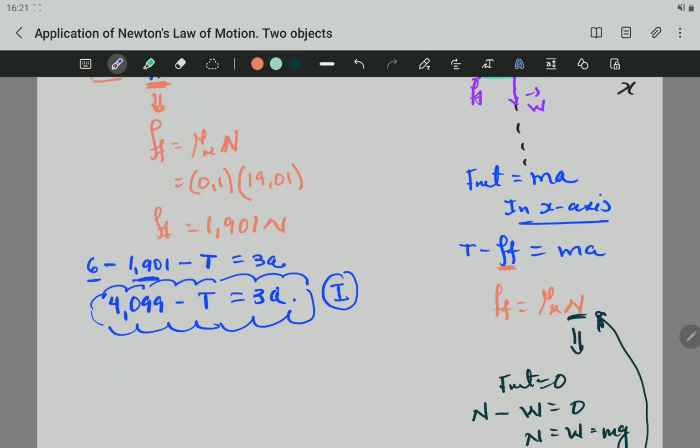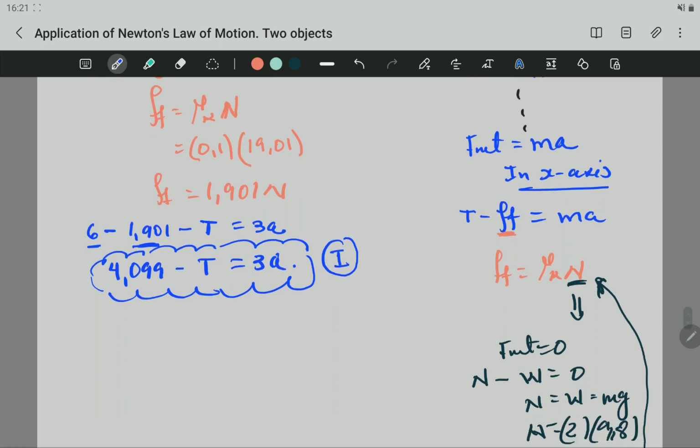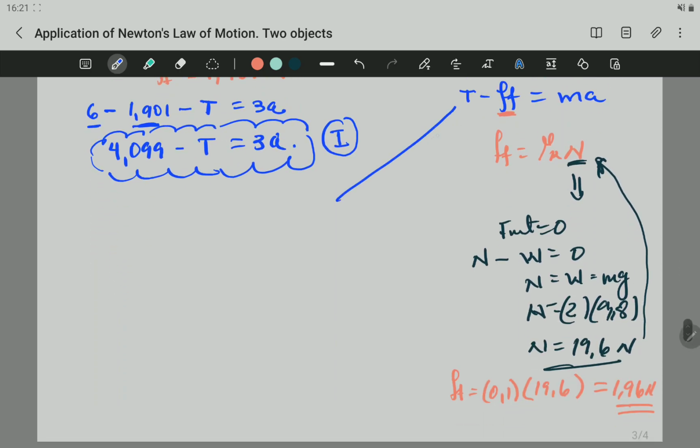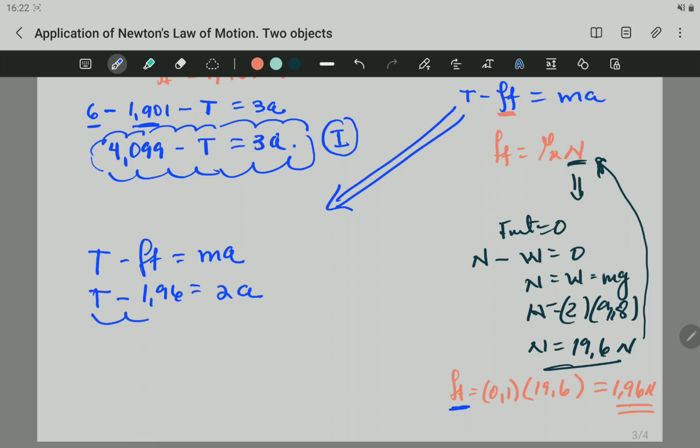So now we may come back to Newton's second law and substitute. I'm going to write this one right there. We have T minus frictional force is equal to MA. Then the T, we don't know it. Frictional force was calculated right now here at the bottom. It is 1.96 is equal to 2A. We have 2 unknowns, and we're going to call this one equation 2.